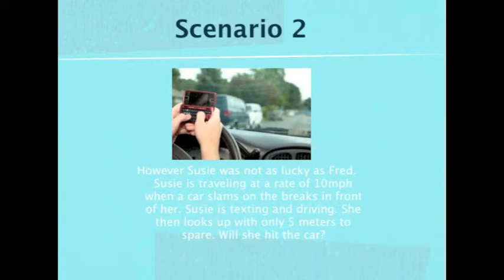However, Susie was not as lucky as Fred. Susie is traveling at a rate of 10 miles per hour when a car slams on the brakes in front of her. Susie is texting and driving, and then she looks up with only 5 meters to spare. Will she hit the car?